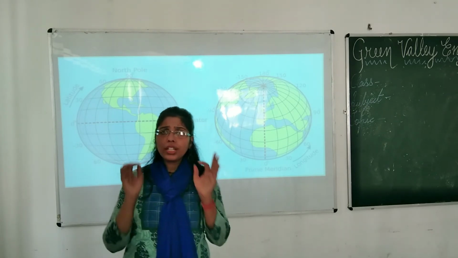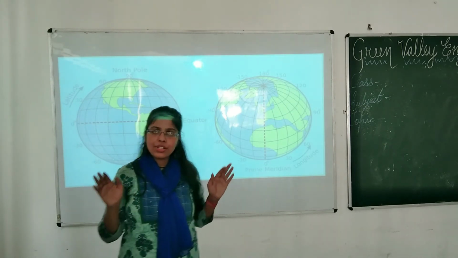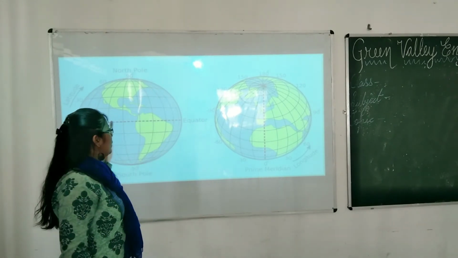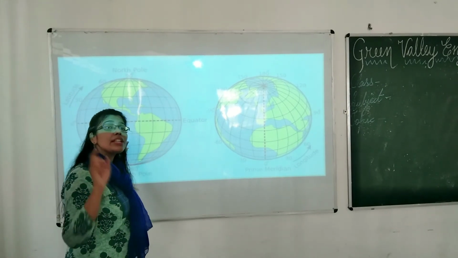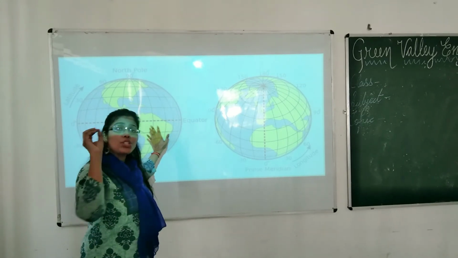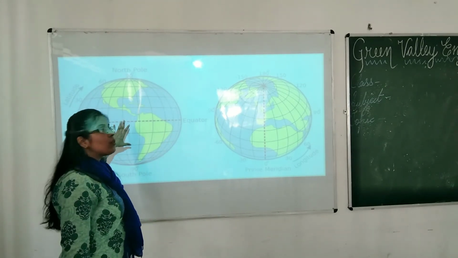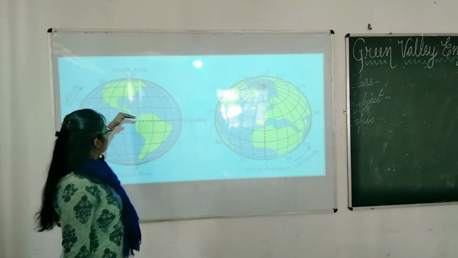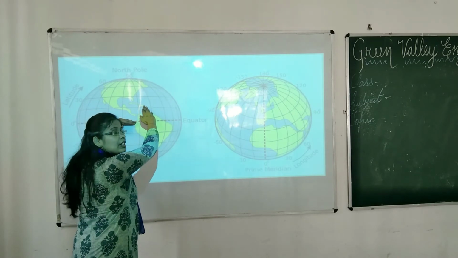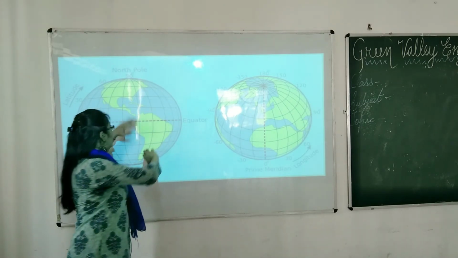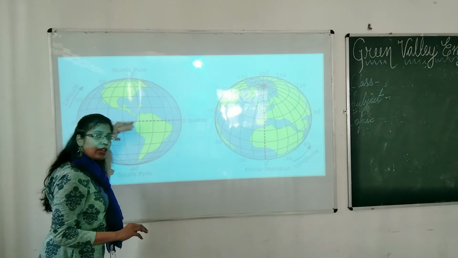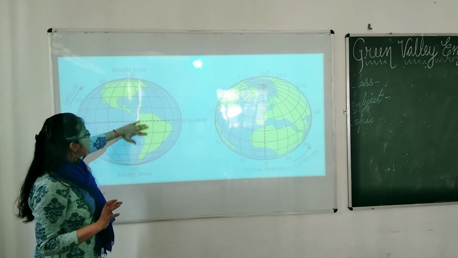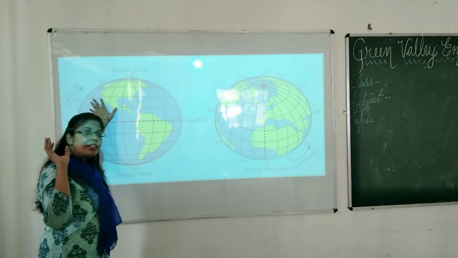So hopefully now the concept of latitude and longitude is clear to you all. What is latitude and what is longitude? Now let us understand equator. So what is equator? Equator is the longest latitude which divides the earth in two equal halves, being northern hemisphere and southern hemisphere. The position above equator is the northern hemisphere, and the position below the equator is the southern hemisphere. So this region represents southern hemisphere, whereas this region represents northern hemisphere.